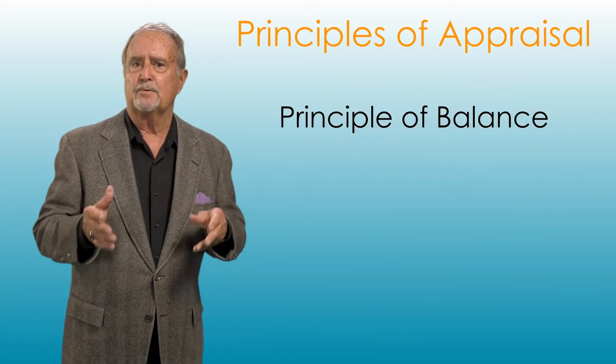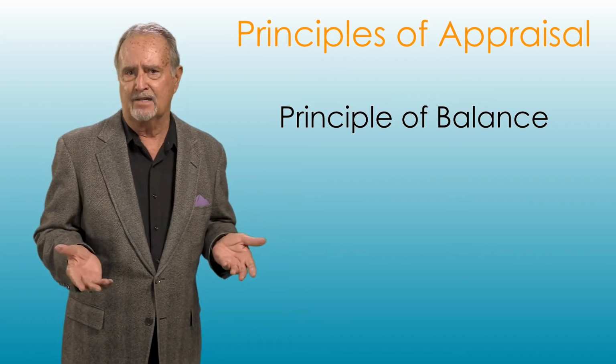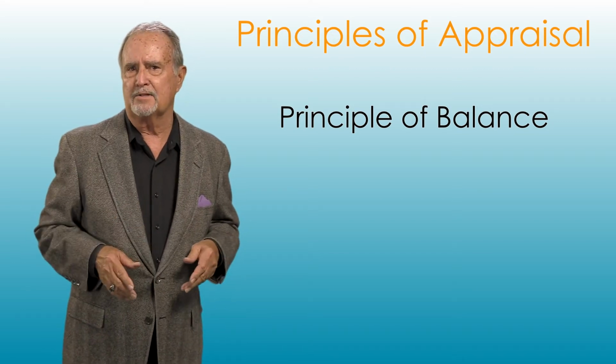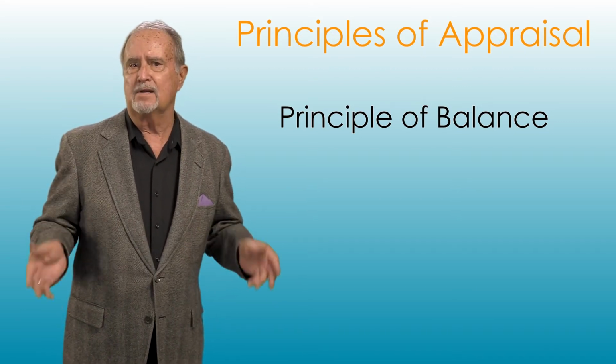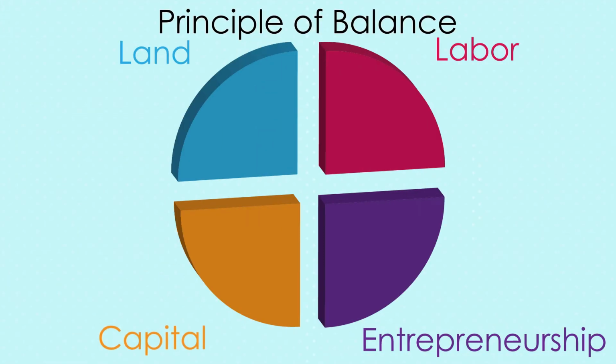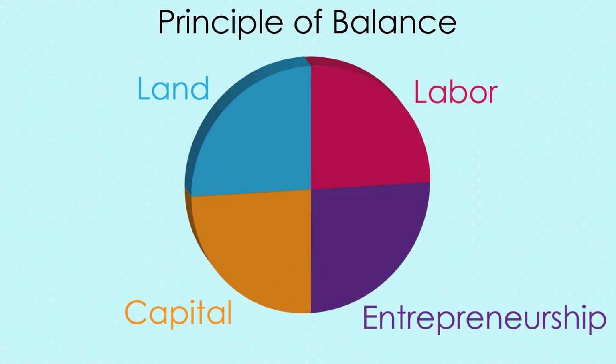Similarly, there is the principle of balance. This principle holds that a property's maximum value is realized and sustained when each of the four elements of the factors of production are in economic balance. Thus, the value of a property depends on the balance of land, labor, capital, and entrepreneurship.